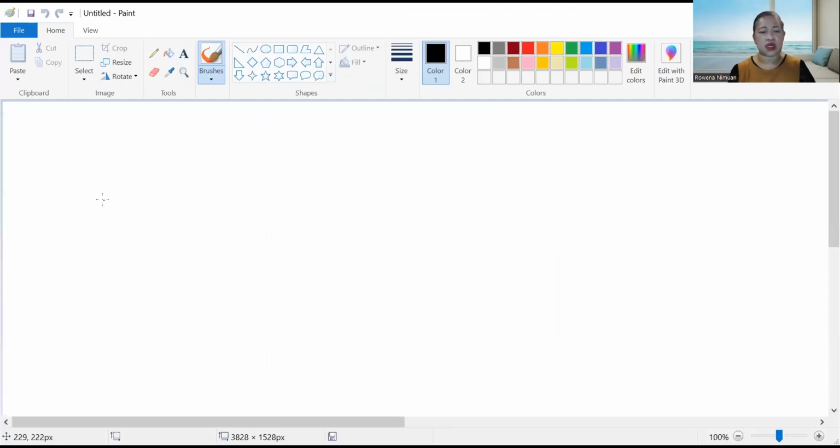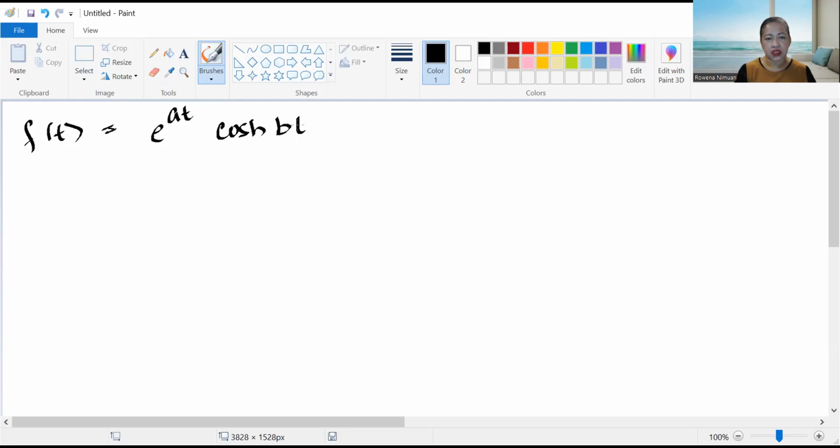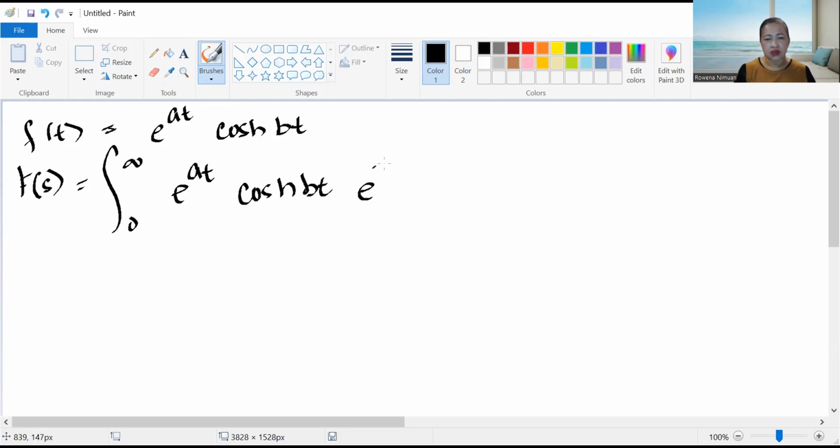Then if my function now, sorry class. Okay, so let's go back to our example. So the function of t is now equal to e to the at, hyperbolic cosine of bt. Yeah? So then if we have now the formula F of s is equal to the integral from 0 to infinity of e to the at, hyperbolic cosine of bt, e to the negative st dt.